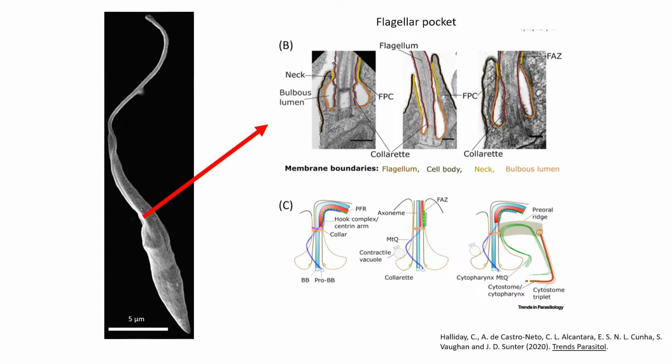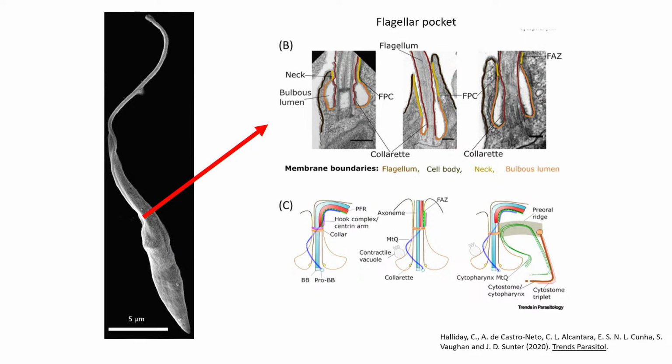Another interesting structure is the flagellar pocket, that is an invagination of the plasma membrane from where the flagellum emerges. The thing is that this region of the membrane is the only region of the whole cell body where the subpellicular microtubules are not present. So this is the only restricted site for all endocytosis and exocytosis in this parasite. So the intracellular traffic always has as its main point the flagellar pocket.